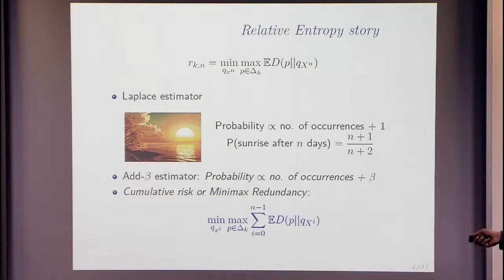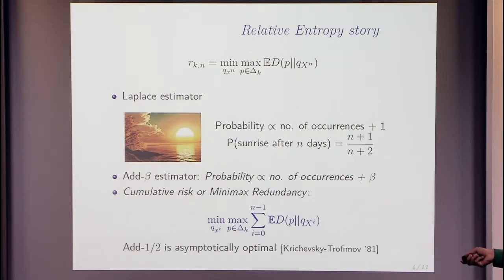And for this problem, it's a very well known, very famous result, that add 1/2 is asymptotically optimal. So the add beta estimator with beta equals 1/2. It's been known for a long time, more than 30 years. And the asymptotic behavior of this quantity is nailed down to constants by work by Wojtek and Marcelo Weinberger and others. So perhaps you might think that this is a more complex quantity than this one, but it's very well understood. Okay.